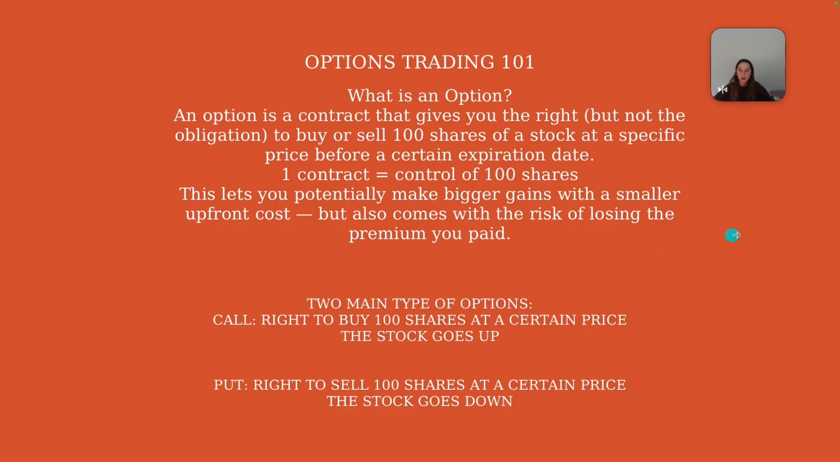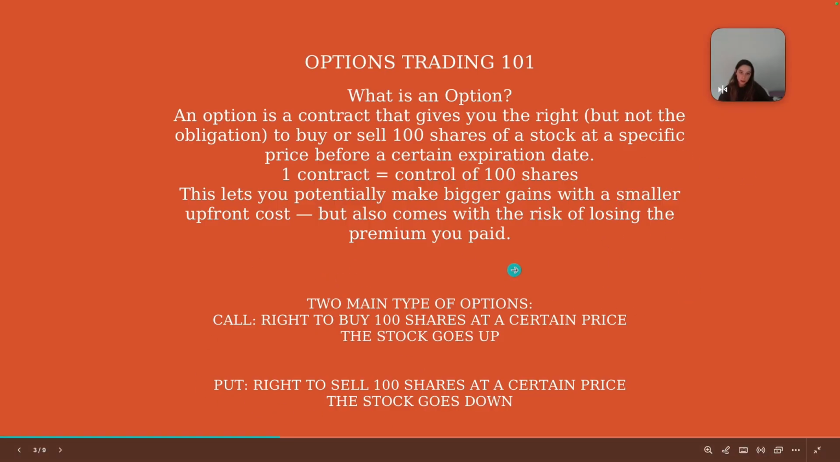But having control of options contracts lets you make bigger gains with a smaller upfront cost. You don't have to buy a bunch of shares to be able to make a certain amount of money. And this way, it gives you more room and more leverage. But it also comes with the risk of losing what you paid for the contract itself, either if you get stopped out or you just let the contract expire at zero.